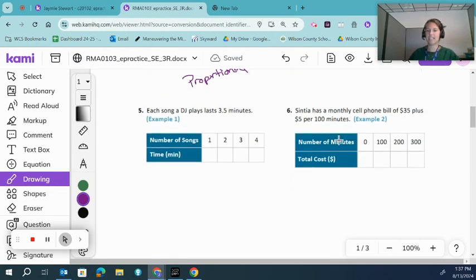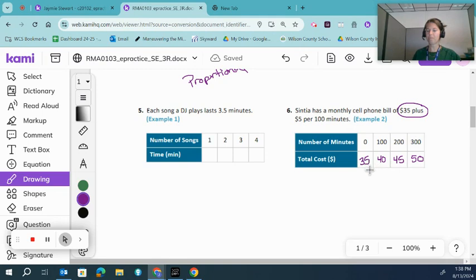It says Cynthia has a monthly cell phone bill of $35 plus $5 per 100 minutes. So this $35 is regardless of her using any minutes of phone service whatsoever. So with 0 minutes it costs her $35. Then $5 per 100 minutes. So we start at that 35. She's going to pay $40 for 100, she's going to pay $45 for 200, and she's going to pay $50 for 300 minutes of phone usage.